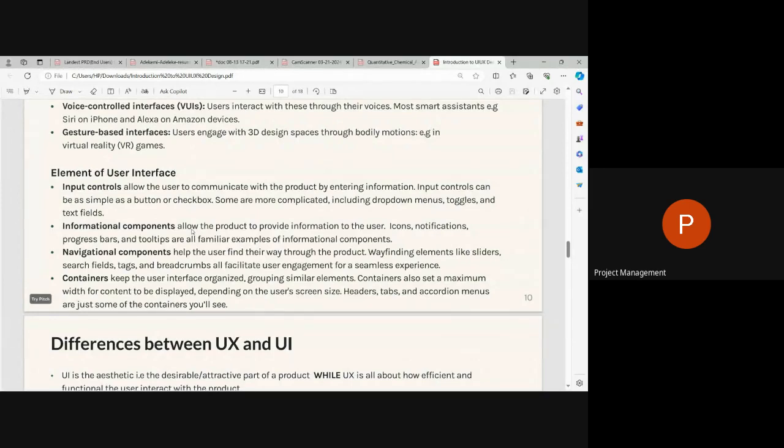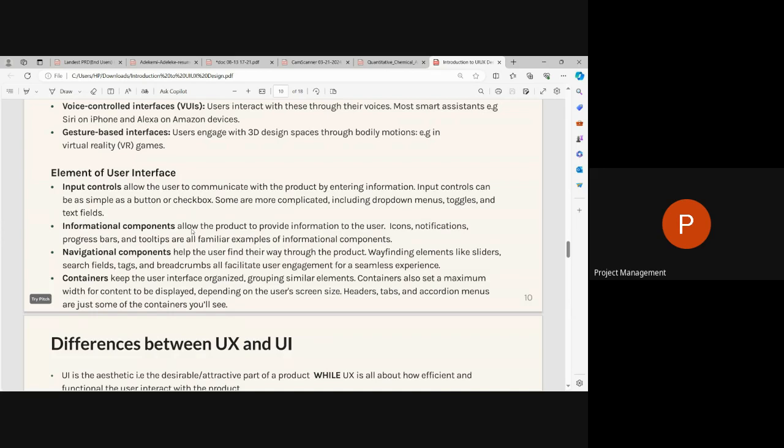For example, we have buttons. It can be as simple as a button or checkbox. We also have text fields, form fields, like when you want to sign in or sign up on a website or a mobile app. You have where you input your names, your email address, your address, your sex, the rest of the information about you.